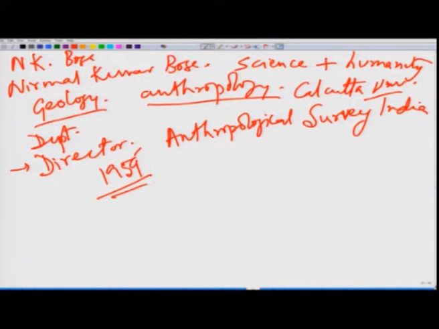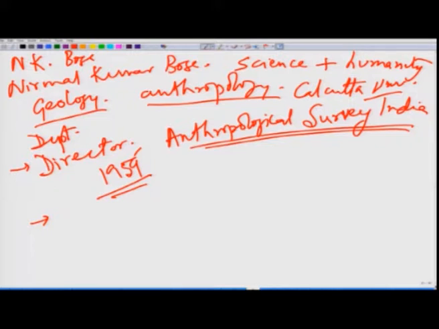His contribution was seen not only in this Anthropological Survey of India. He was in the office of the Commissioner for the scheduled caste and the scheduled tribe communities at different phases of time. The Anthropological Survey of India definitely is a national body which tries to explore the various ethnic communities across the nation in detail, and in that way I think the contribution of N.K. Bose is going to be significant.